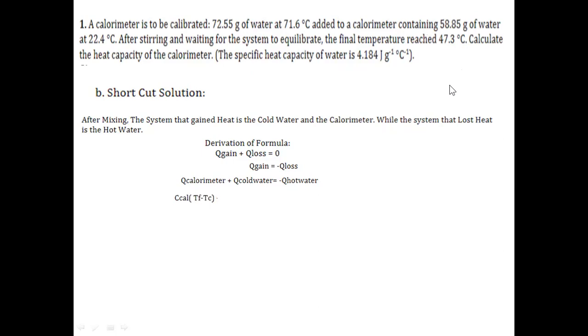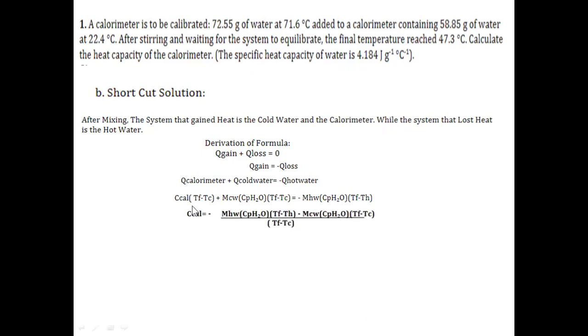Now let's expand the formula for the heat of the calorimeter. This is equal to Ccal times the change in temperature, Tf minus Tc. Ccal stands for the heat capacity of the calorimeter itself, plus the specific heat of the water multiplied with the mass of the cold water times the change in temperature of the cold water. So mixing temperature minus the initial temperature of the water is equal to negative of the mass of the hot water times the specific heat of the water times the change in temperature Tf minus Th.